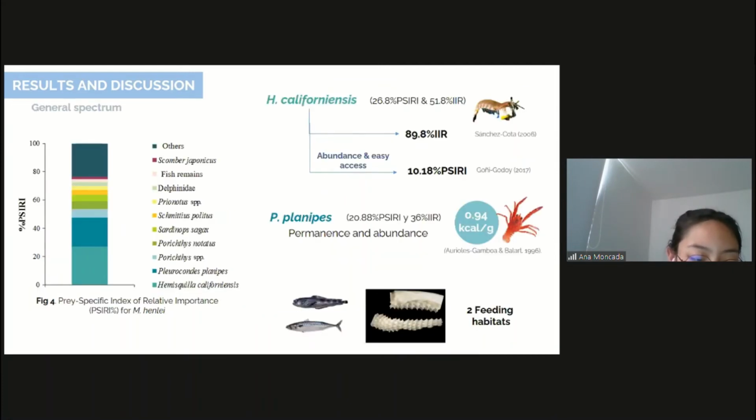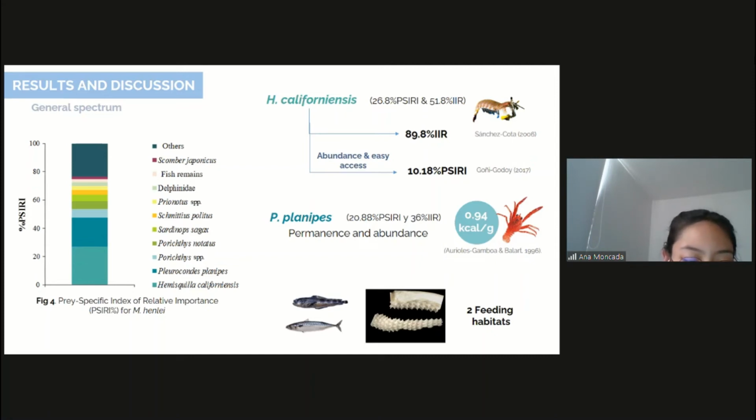The general trophic spectrum of Mustelus henlei was composed of 43 prey, of which crustaceans were the most representative according to the prey-specific index of relative importance. Hemisquilla californiensis and Pleuroncodes planipes represented over 48% of the diet, and this might be due to 2 reasons: first, their high abundance and permanence throughout the entire year, resulting in these organisms being very easily accessed by the predators, and second, their very low caloric input, which makes it necessary for the predators to eat many of these individuals.